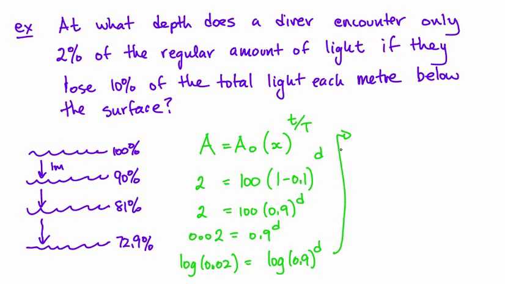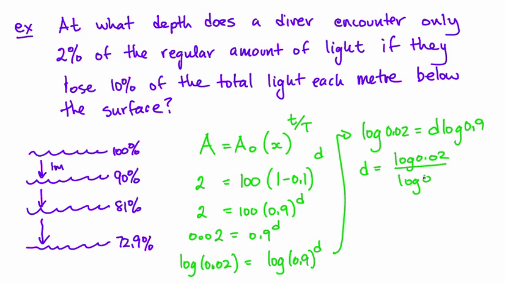Create myself a little room here. Log 0.02 is equal to d log 0.9. So I use the log rules to bring the d down. And now I solve for d. So I divide both sides. Log 0.02 gets divided by log 0.9. And grab your calculator and see what you get. It's about 37.13 meters and approximately 110 feet down below the ocean surface in this case.